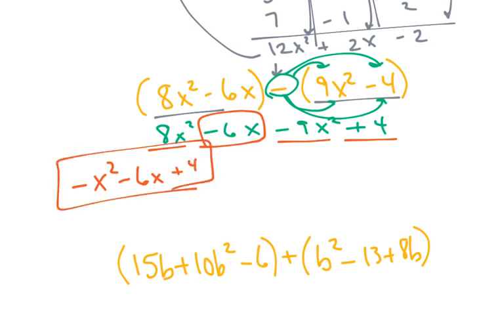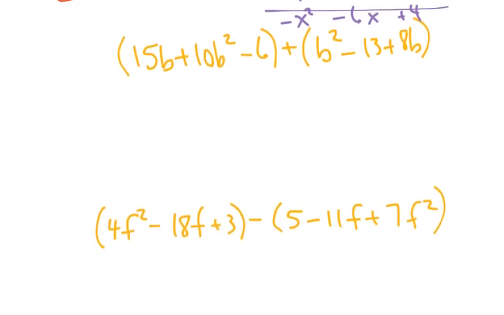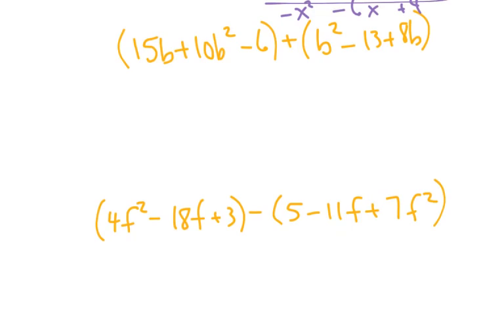So here is my final. If you're a table person, I've got an x squared, an x, and a number. When I fill this in, I've got 8 and negative 9, negative 6 and 4. So here you can see there's nothing to combine other than the x squareds. So I have 2 examples left. I would encourage you maybe to push pause and try these on your own and then check your answers with mine. But I'm going to go ahead and solve these.